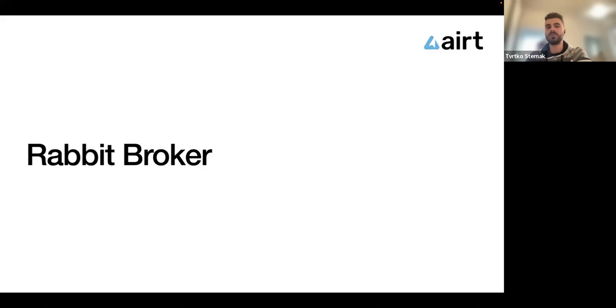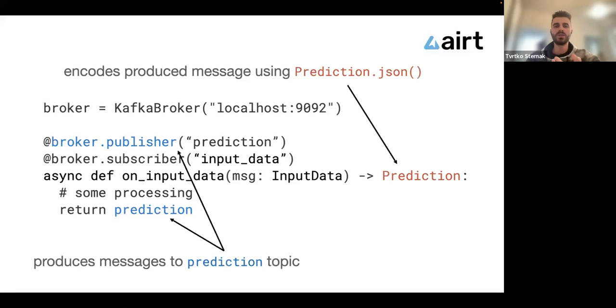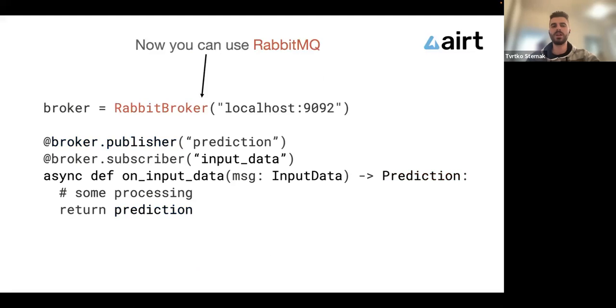So yeah, from the first slides, the idea was to connect to Kafka or to RabbitBroker. You can see here we are creating a Kafka broker that is encoding and decoding messages. And if we would like to connect instead to a RabbitBroker, the change is one line. You change from Kafka broker to RabbitBroker, and everything else will be working just fine.